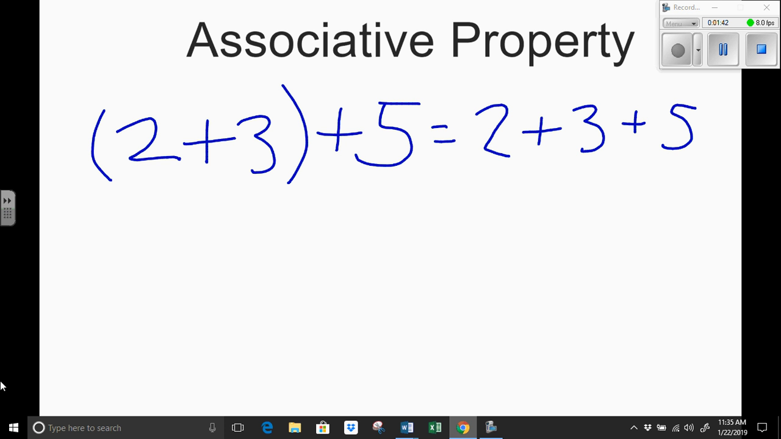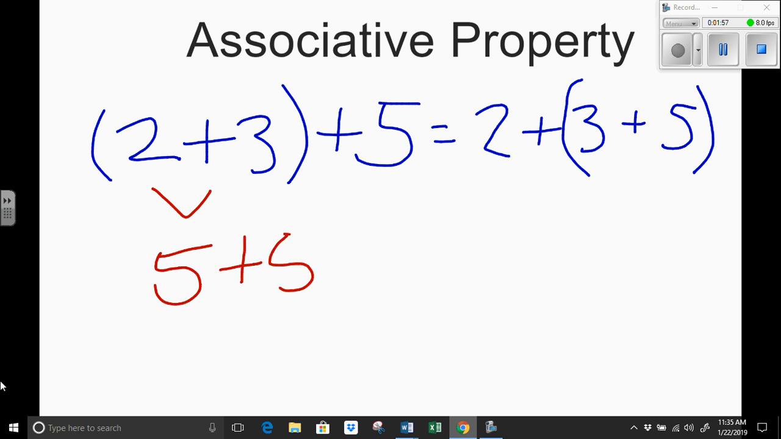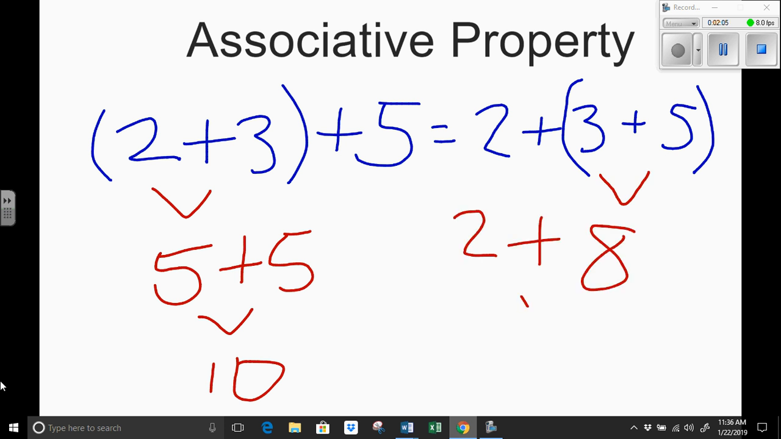Since before we grouped our parentheses around the 2 and the 3, this time we're going to group the parentheses around the 3 plus the 5. Now, in order to solve this using order of operations, when I solve the left-hand side, 2 plus 3 is 5, and 5 plus 5 equals 10. On the right-hand side, I would need to do the 3 and the 5 first. 3 plus 5 is 8, plus 2 more is going to give us 10. So notice how both sides are equal, making this property true.